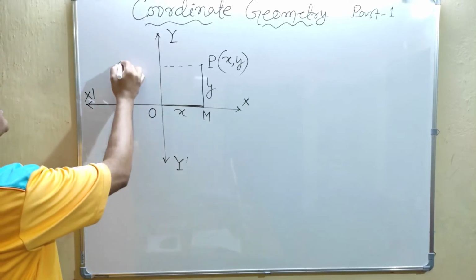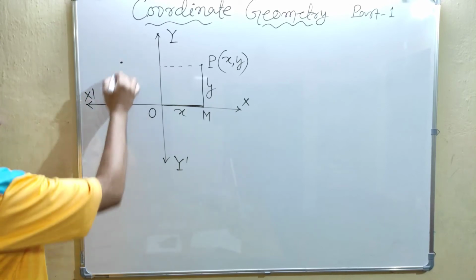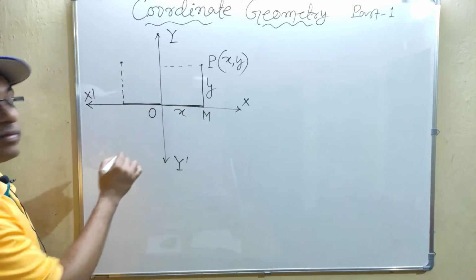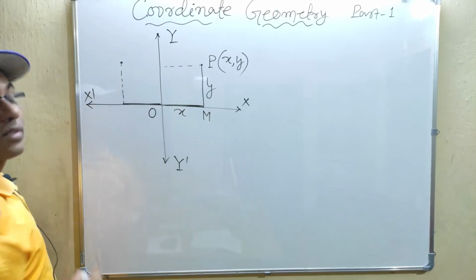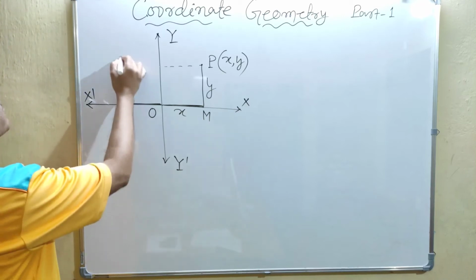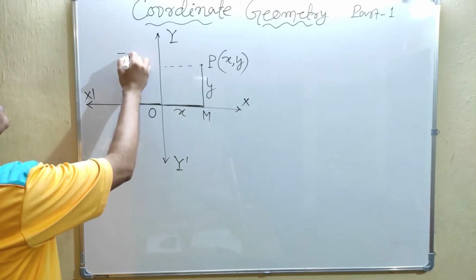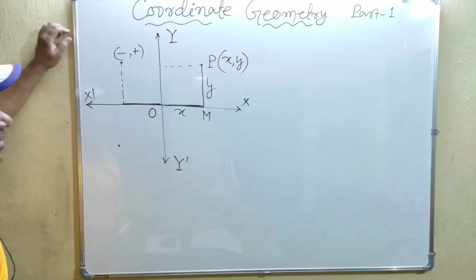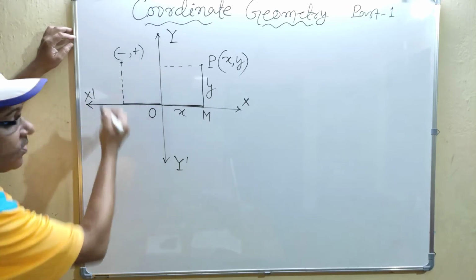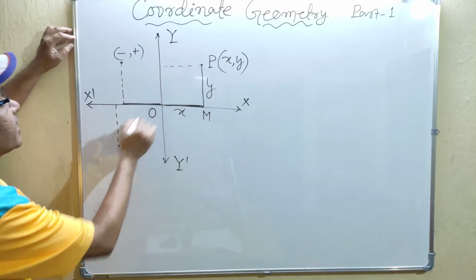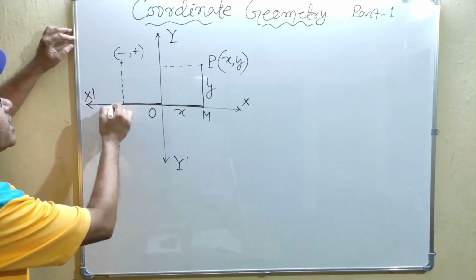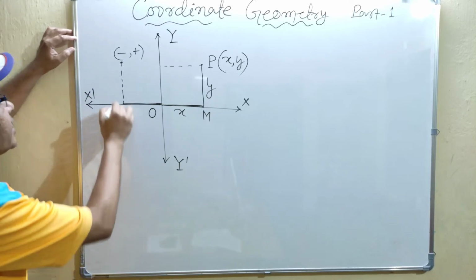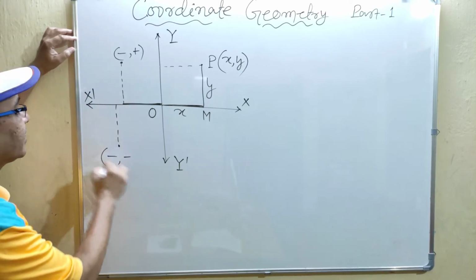So if any point is there in this quadrant, suppose here is any point, what is its distance towards x-axis? This will be taken as negative, and towards y-axis positive. So its x coordinate will be negative, y coordinate will be positive. If any point is there in this quadrant, this is called first quadrant, this is called second quadrant, this is third quadrant, then its x coordinate, means distance towards x-axis, will be taken as negative, and its y coordinate will also be taken as negative.